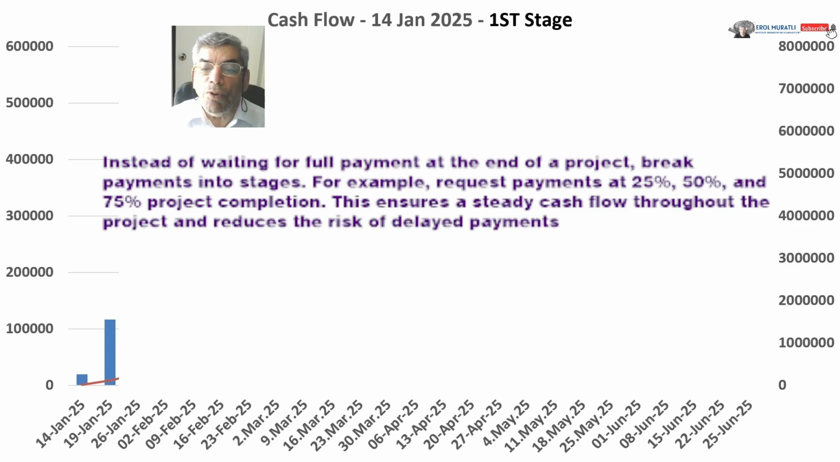Instead of waiting for full payment at the end of a project, break payments into stages. For example, request payments at 25%, 50%, and 75% project completion. This ensures a steady cash flow throughout the project and reduces the risk of delayed payments.